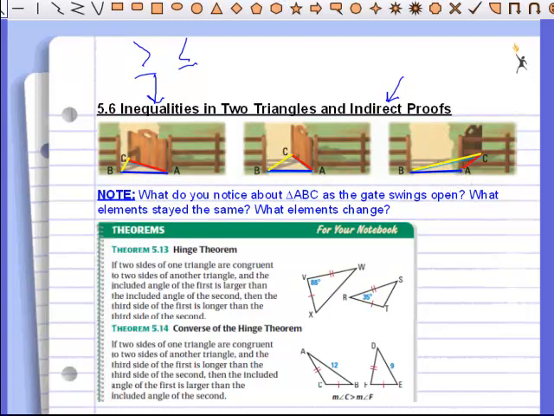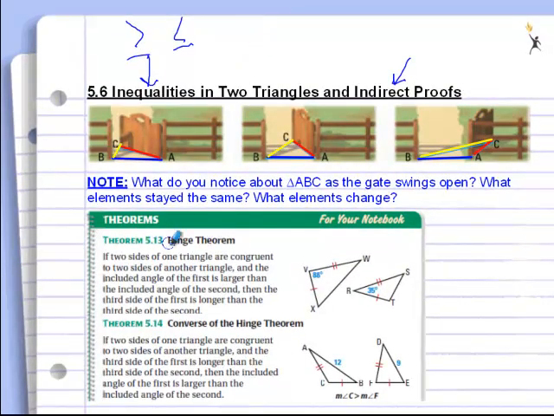And that kind of leads us into our triangle hinge theorem. What the hinge theorem says is if two sides of one triangle are congruent to two sides of another triangle, and the included angle, meaning the angle in between them, is larger than the included angle of the second, then the third side is larger than the third side. Now we could have just applied what we knew last section here and said 88 is greater than 35, so this segment is greater than this segment. It's the exact same thing.